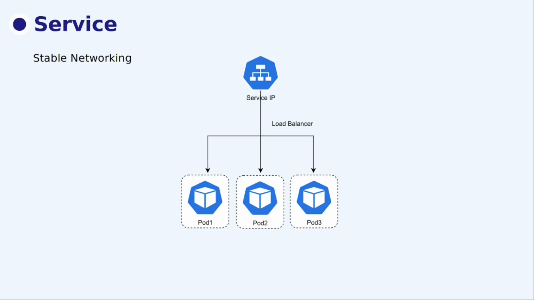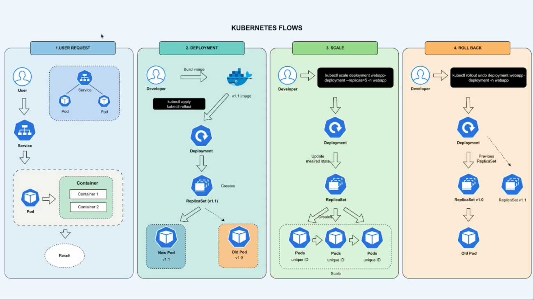In this project, we use the ClusterIP type of Service. This type exposes the application inside the Kubernetes cluster. Other services inside the cluster can connect to this Service using its stable IP address or DNS name. This makes communication between applications much simpler and more reliable. Our project has 4 flows.